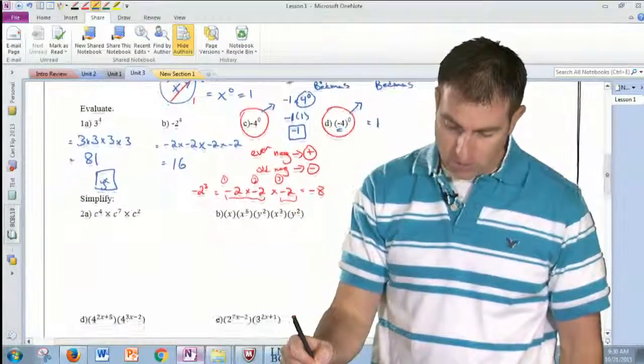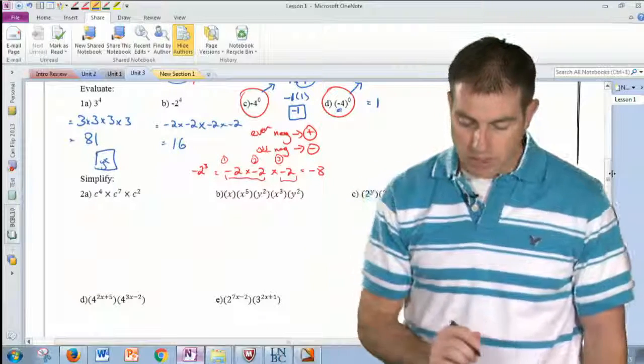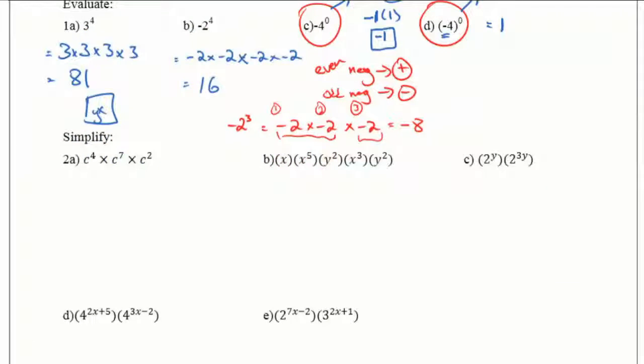All right, so moving on, c to the 4, c to the 7, c to the 2. All of our bases are the same, so we know we can add our exponents together. Now, the majority of the time when I do problems in class, I'm going to write it like this.